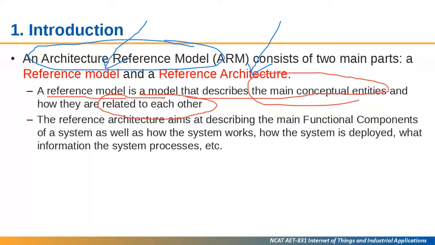And the reference architecture aims at describing the main functional components of a system, as well as how the system works, how the system is deployed, and what information is processed. Basically, it talks about the functional aspects of the system. If it is still the car, then it will talk about how the engine moves, how the engine and the electricity generator cooperate with each other, how the turning wheels are implemented, those kinds of things. Basically, the reference model describes what is there and how the parts are associated with each other, and the reference architecture talks about how these components work together.